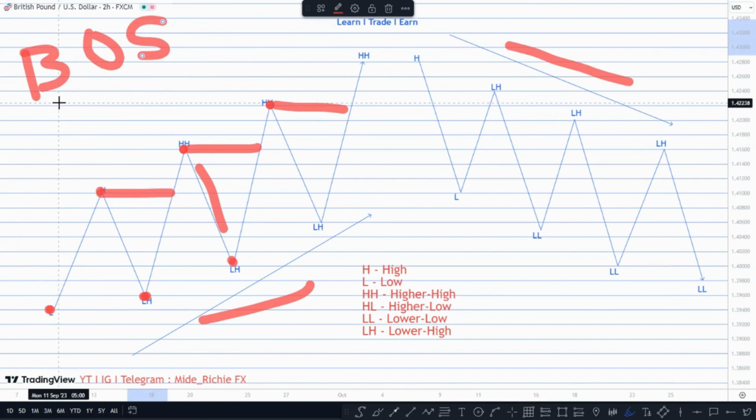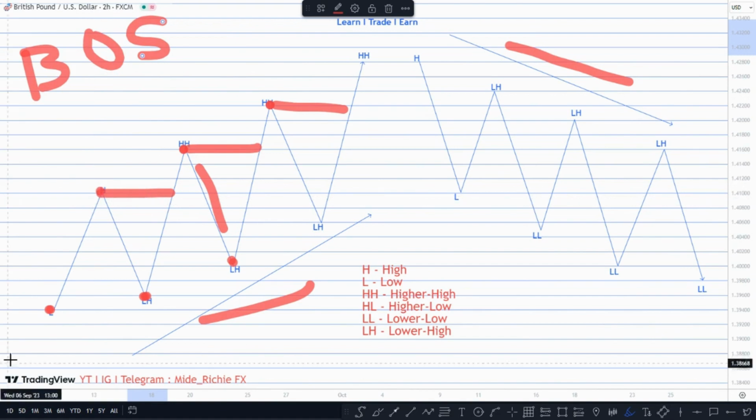So what's the meaning of BOS? BOS simply means break of structure. So how do we know when there is a break of structure in the market? Break of structure simply means when the market is actually following an exact structure, the normal structure of the market. So in this scenario right now, we simply know the market is bullish, right? And the market is continuing to go bullish, right?